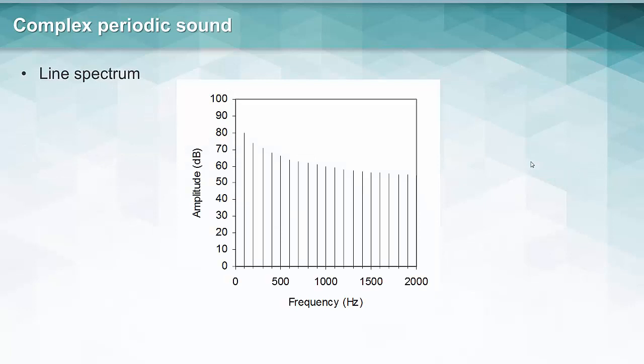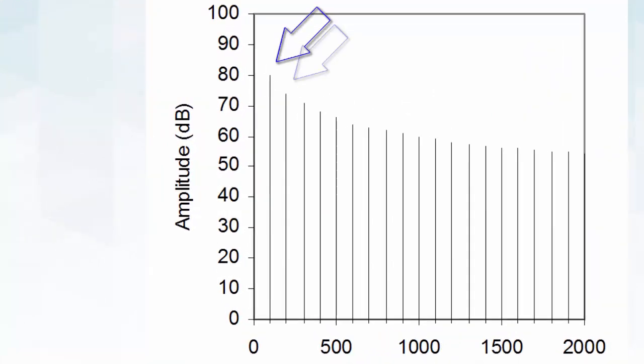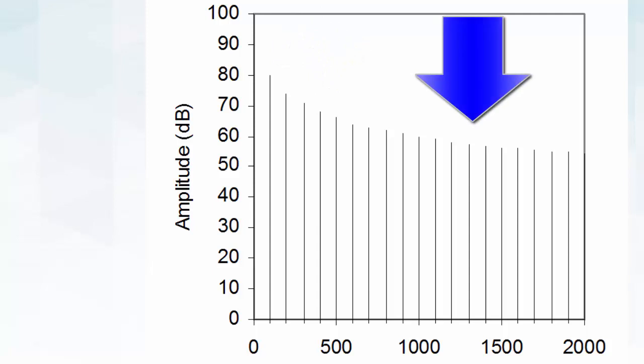This is an example of a line spectrum or a comb spectrum, a representation of the combination of simple periodic sounds that make up complex periodic sounds. In this case, there are many frequency components starting at 100 Hz, then 200 Hz, 300 Hz, and so on. As the frequency increases, the amplitude gets lower or rolls off.